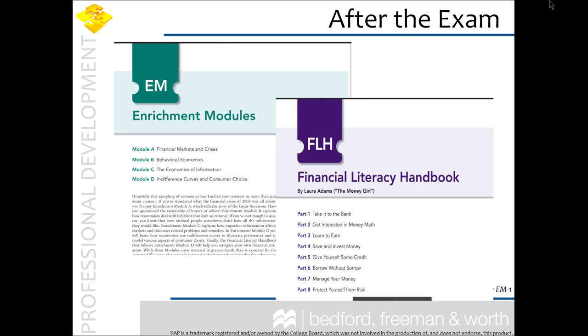Skipping ahead to the end of the book, you'll find an AP style practice exam, which includes multiple choice questions. At the end of the text, you'll find enrichment modules and a financial literacy handbook for instruction after the AP exam. These modules will prepare students for further economic study in college and beyond. The Financial Literacy Handbook, authored by Laura Adams, follows the enrichment modules on indifference curves. It's 38 pages divided among 8 parts. Each part ends with review questions and a project.